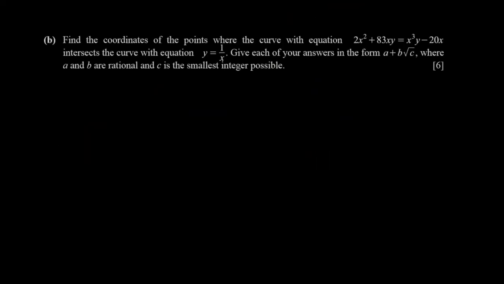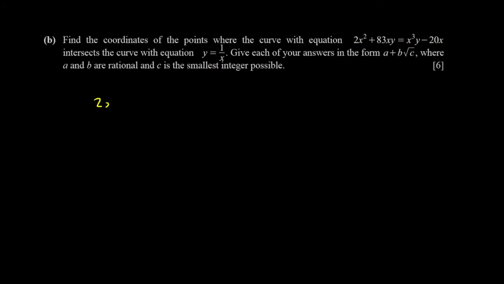All right, then part B of this question, we want to find the coordinates of the points where the curve with this equation here intersects the curve with the equation y equals 1 upon x. We want to give our answer in this form here, where a and b are rational and c is the smallest integer. Well, basically what we've got to do is substitute that into this equation here. So let's just get on and do that.